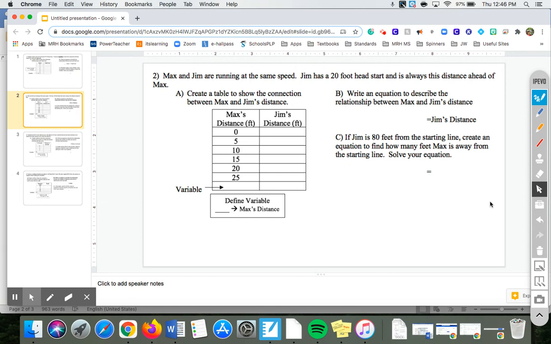In this one, Max and Jim are running at the same speed. Jim has a 20-foot head start and is always this same exact distance ahead of Max. Let's say that this is Max's distance. We'll say that this is M. So M represents Max's distance. You're going to think about what Jim's distance would be based on Max's distance. How would you write that with an expression? And then if Jim is 80 feet from the starting line, create an equation to see how many feet Max would be, and then solve that equation. So you're going to answer a few questions about that now.